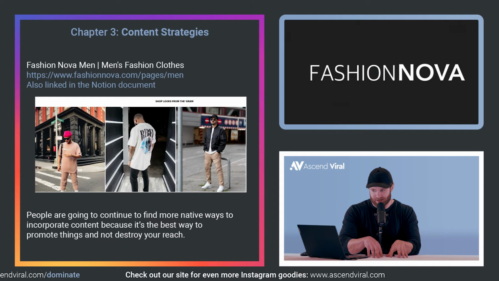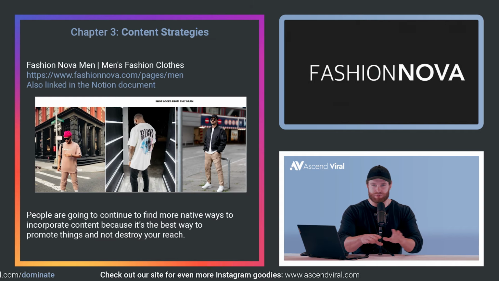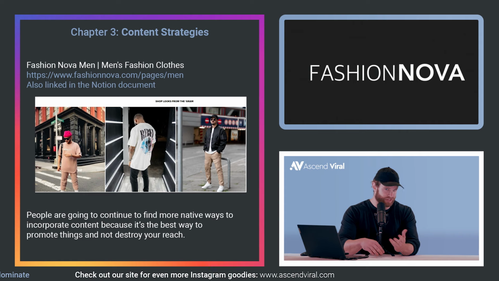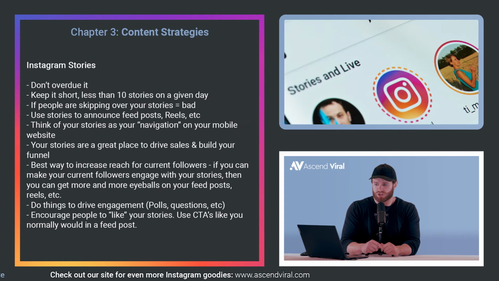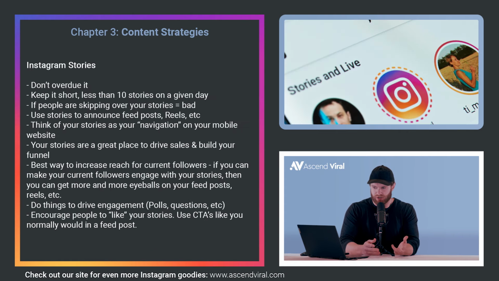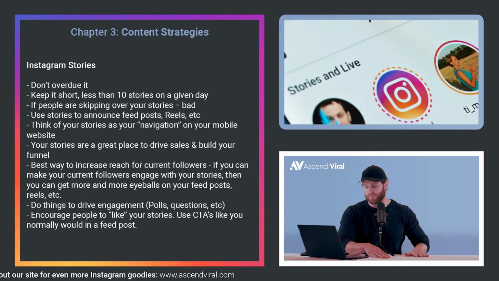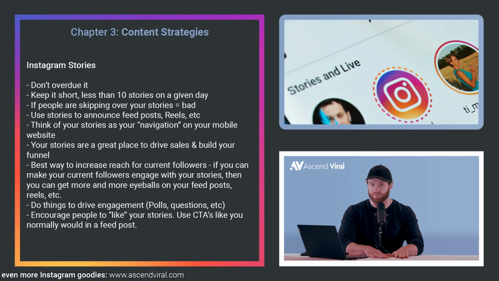So now that we got that basic nailed down, we can get into the specific types of content that you can post on Instagram. So let's start with stories. Don't overdo it, because you want to retain people through all the stories you post. If they skip over it, it's a negative signal to Instagram. So keep it short. Generally, use less than 10 stories on any given day. That's my rule of thumb.